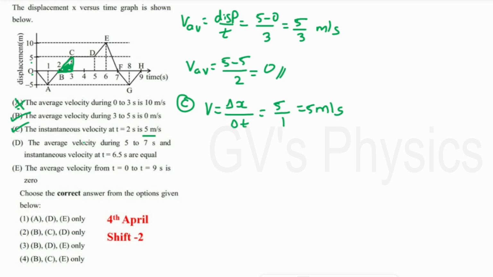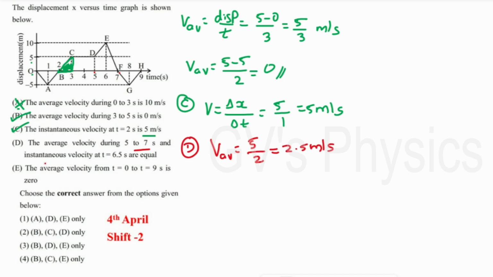We'll go for D. The average velocity during 5 to 7 seconds and instantaneous velocity at time t equal to 6.5 seconds are equal. So now we have to find two things. Average velocity during 5 to 7 seconds. For option D, average velocity for 5 to 7 second: for 5 second, the position is 5. For 7th second, the position is 0. So the displacement is 5 over 5 to 7 second, so 5 by 2, you will get it as 2.5 meter per second.